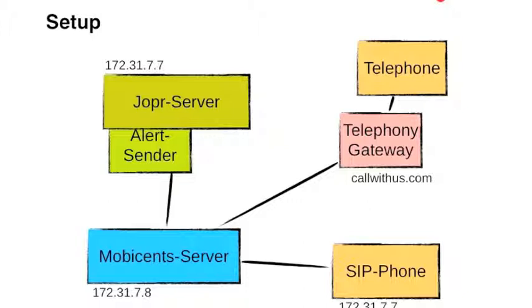The current setup consists of three parts. In green is the Jopr server with the alert sender, the Mobicents server in blue, and telephones in orange with a telephone gateway in red. An alert notification is sent to the Mobicents server when an alert is triggered. The message of an incoming notification is then converted into speech by a text-to-speech module, and finally an attached SIP phone or a classical phone behind a gateway is called and a speech is played. In my example, the Jopr server lives on the .7 IP address while the Mobicents server is on the .8 one.